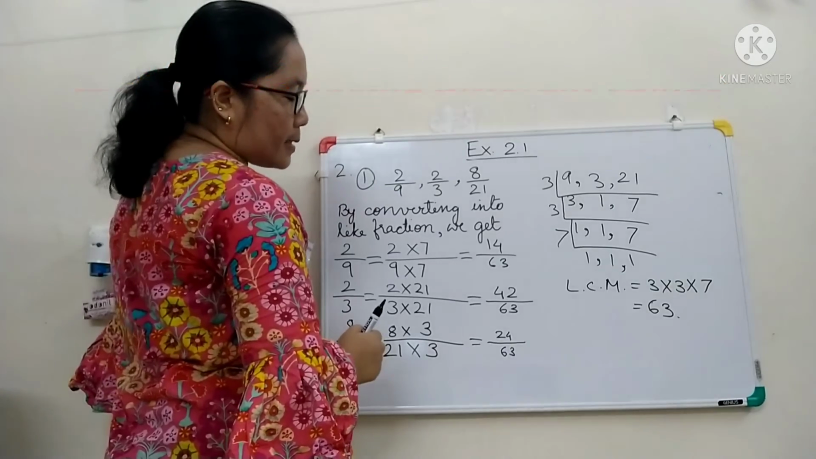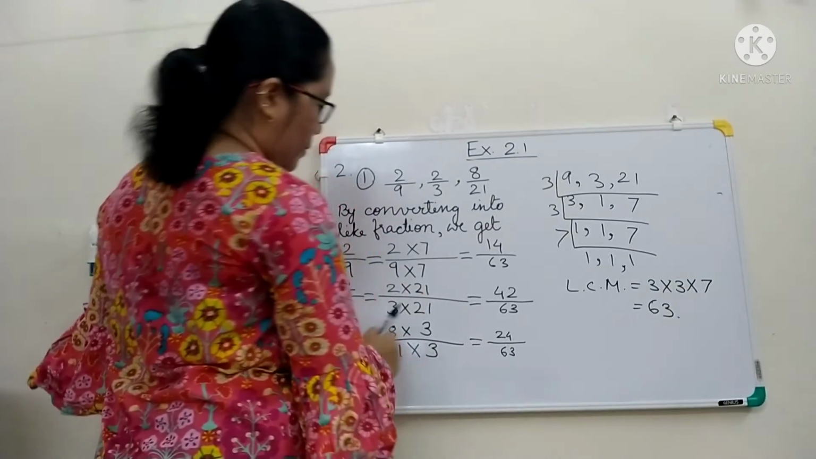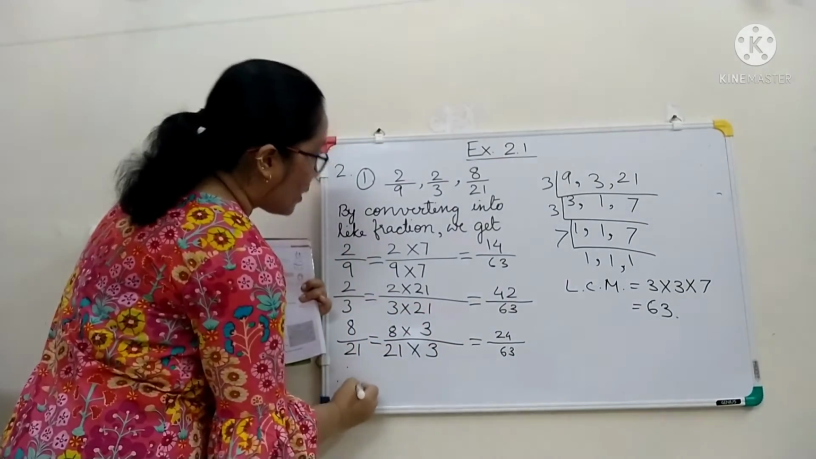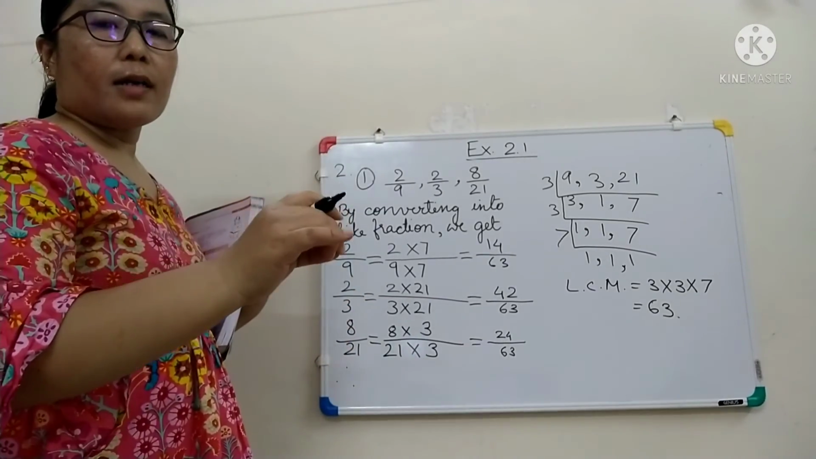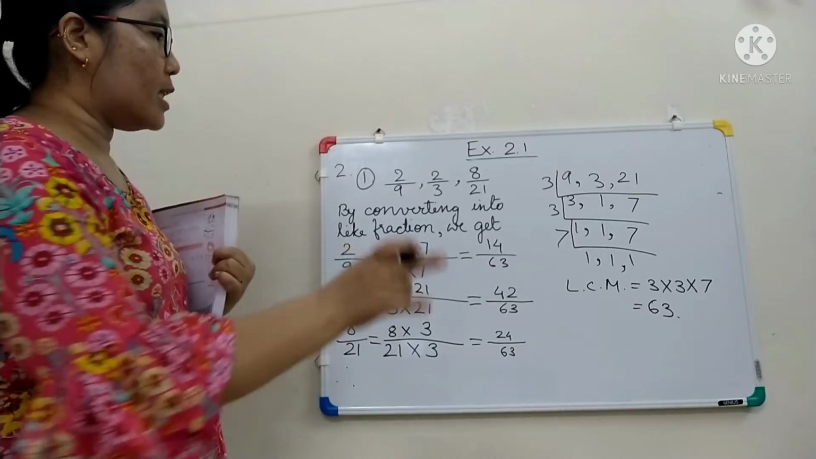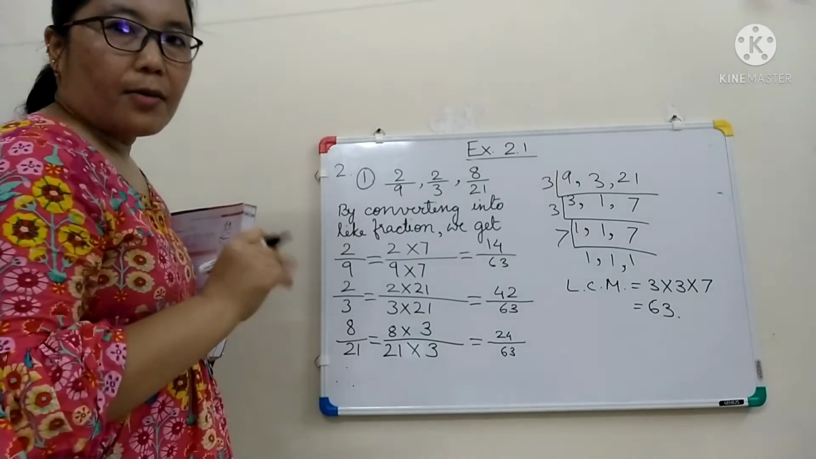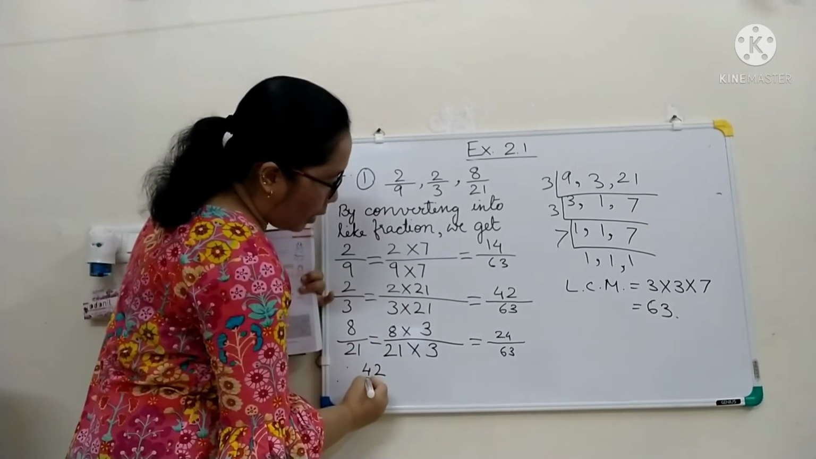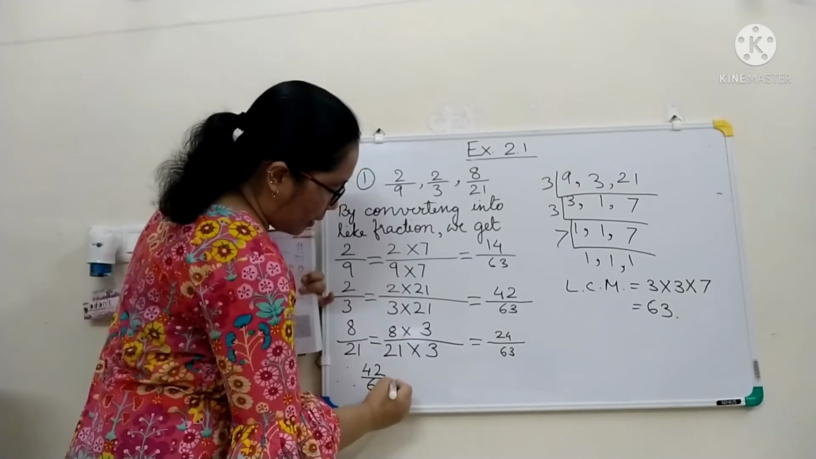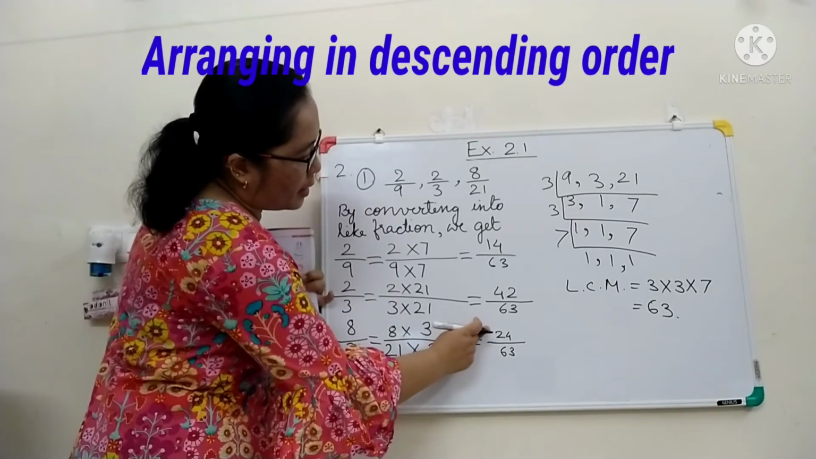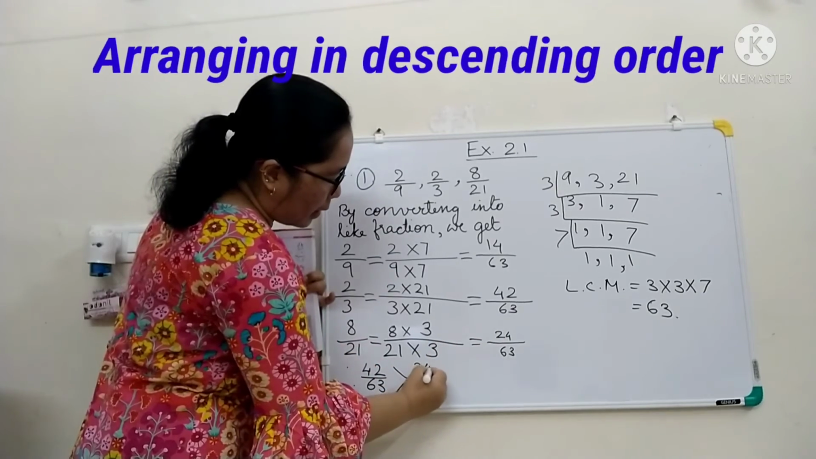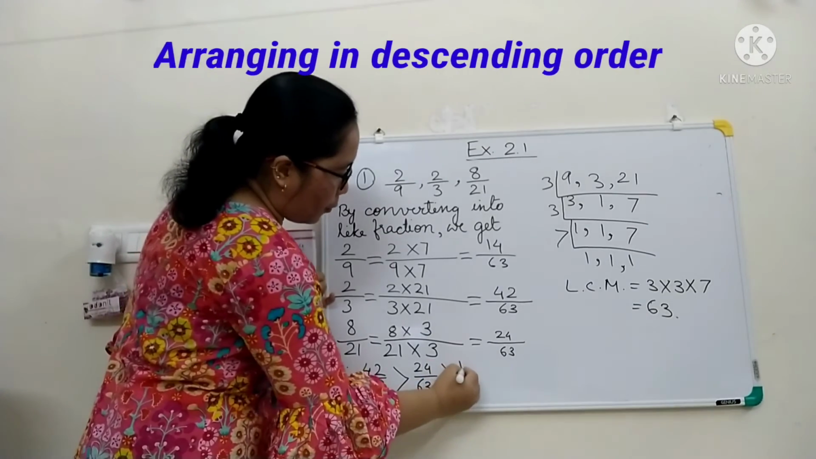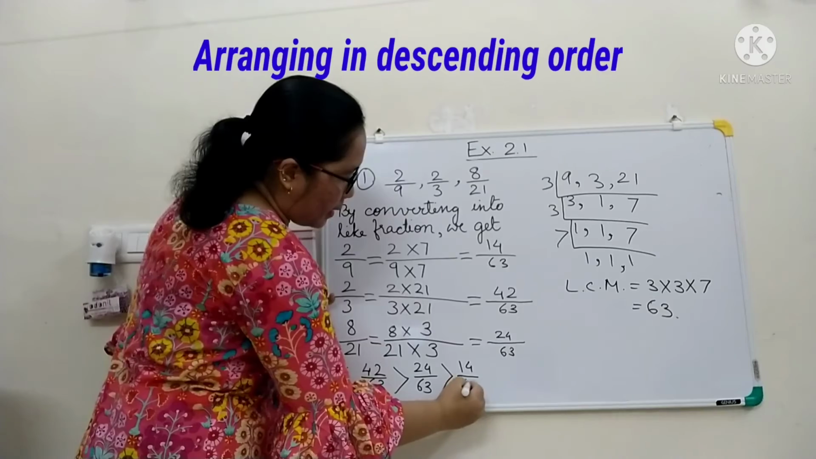So who has the largest numerator? This is the second one, that is 42 upon 63. Because the question was asking for decreasing order, that means greater number to the smaller number, that's why we are first finding the greater number. So I am writing 42 upon 63, which is greater than the next, 24 upon 63. And the next one is 14 upon 63.